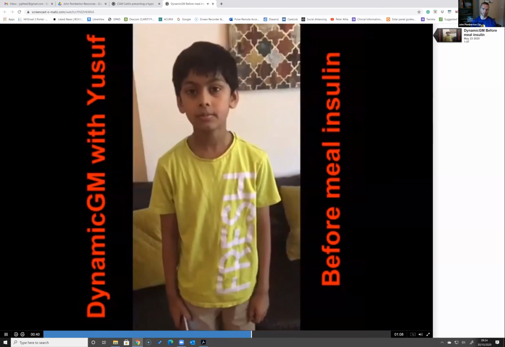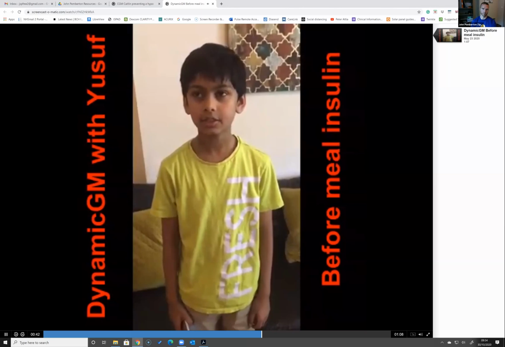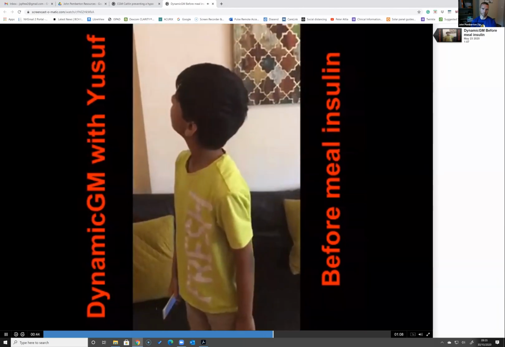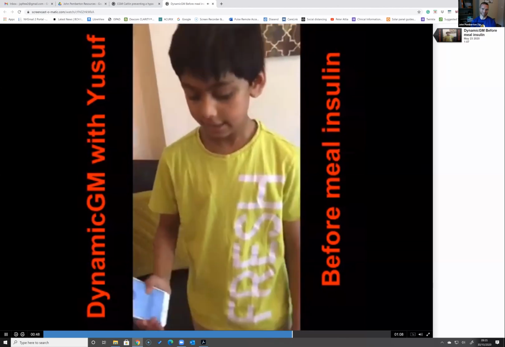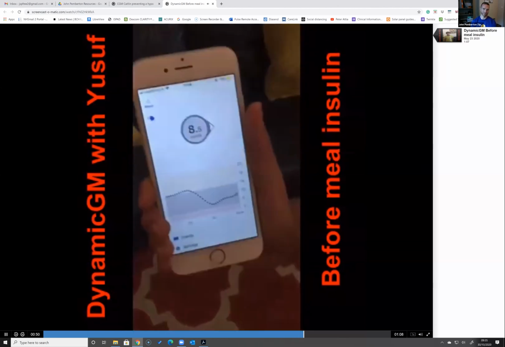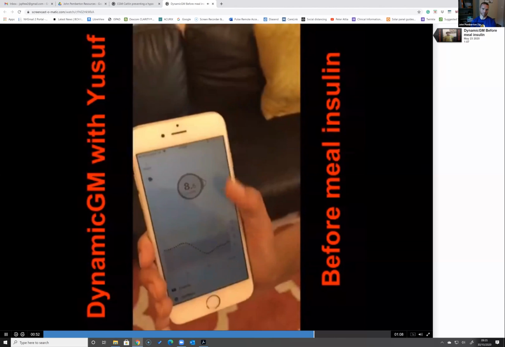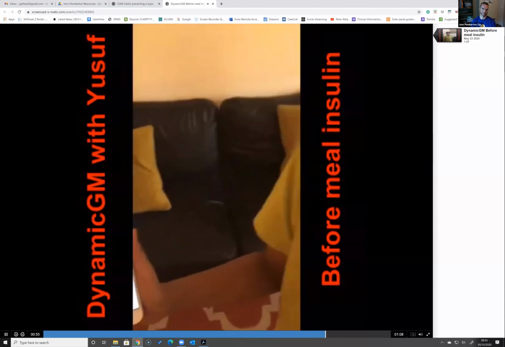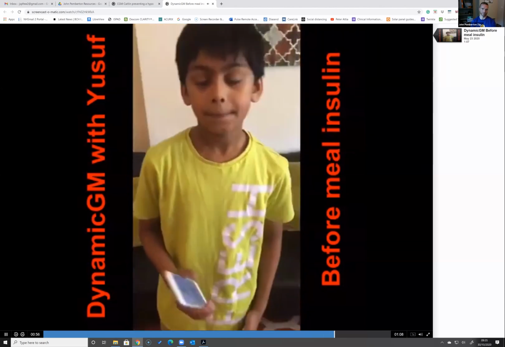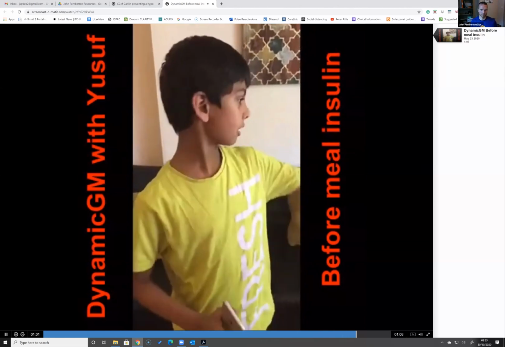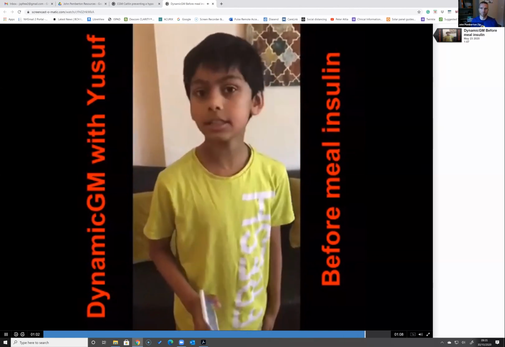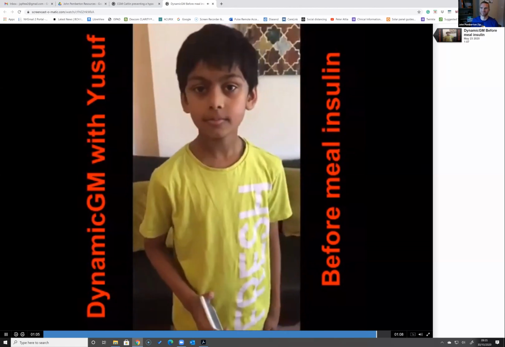Hello everybody, I'm back from lunch. It has been an hour and 15 minutes since I had my lunch, and as you can see, my Dexcom says that I'm 8.5 stable. But if you feel like you're going to go above range, you can go outside and do some exercise if you want to. Bye.